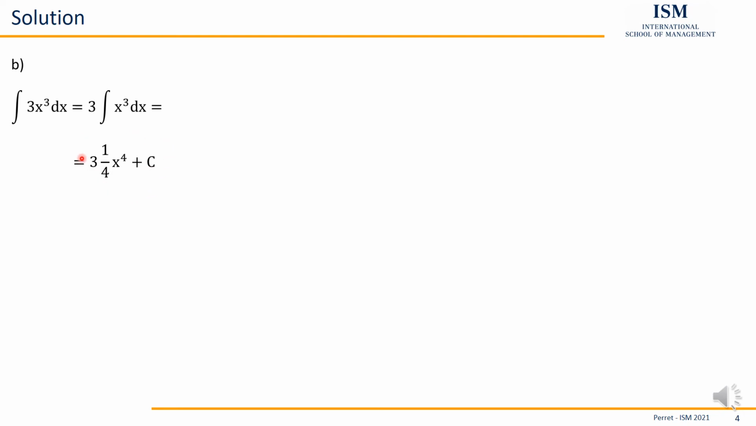Well, once we have this, the only thing left here in this context would be to simplify this by pulling the 3 up into the fraction, so writing this as 3/4 x to the power of 4. Well, that was already part 2.